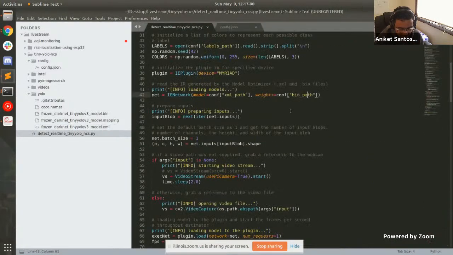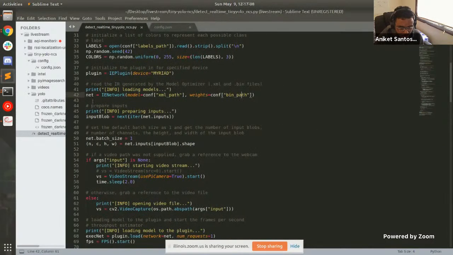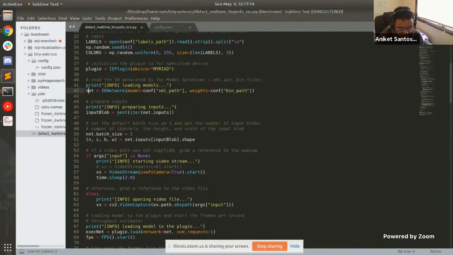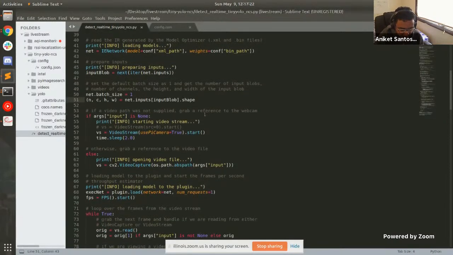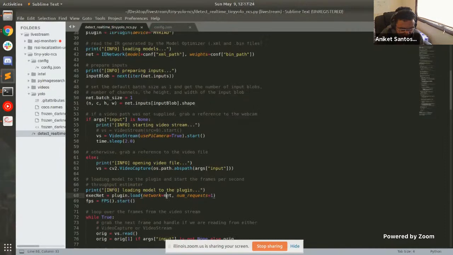So the XML file describes the architecture of the model, and the binary contains the actual weights of the model. And here we load that network. Then we do a sample prediction to get the dimensions of the output. It's a very technical thing. And we load this network into our plugin.